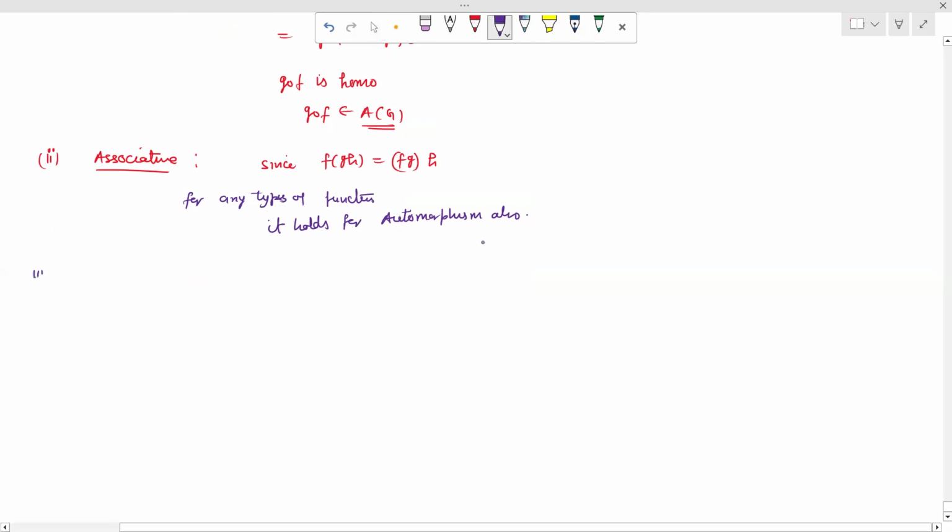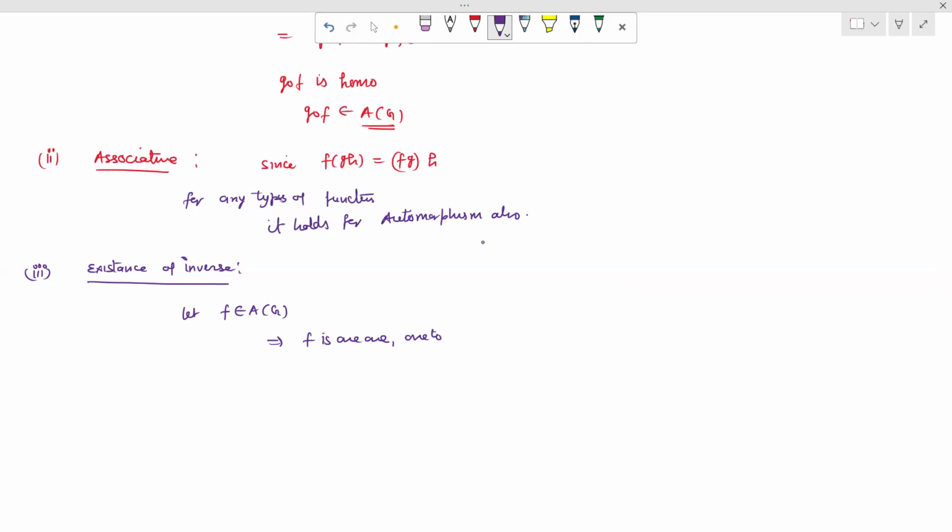Now we move to the third property. First we prove the existence of inverse before the identity. So proving existence of inverse. Let us take a function f which belongs to the automorphism of G. Which implies that the function is 1-1, onto, and a homomorphism. F is 1-1 onto and F is a homomorphism.